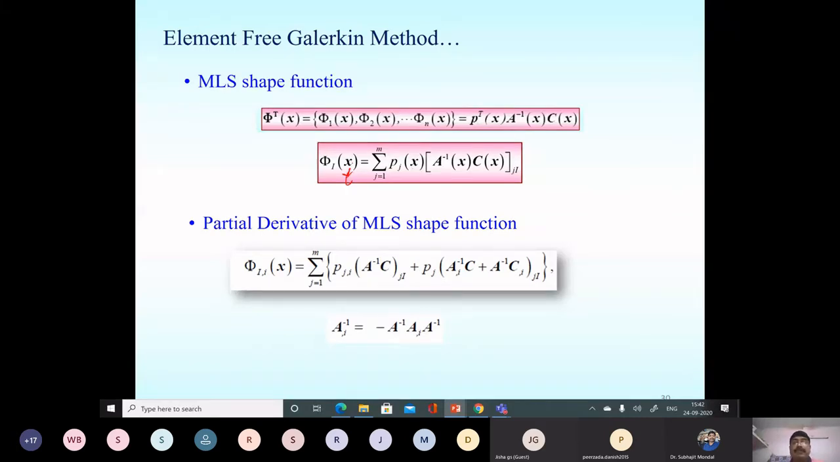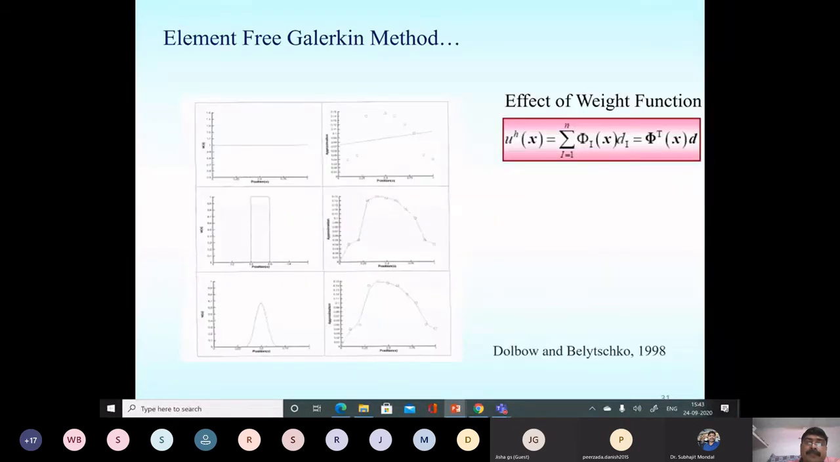Now let's look at the effect of the weight function. As I said, the weight function has an important contribution in this. These are the actual nodes. I don't know if it's visible or not. Now if you take a weight function something like this, the approximation that you get is something like this. It's very linear. And if you take a hat function kind of thing, then you get something like this, a piecewise linear approximation.